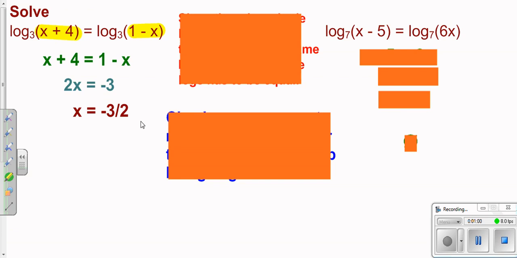So it doesn't make a difference if x is positive or negative. It's only when you plug it in after your log, if it's positive, then it works.